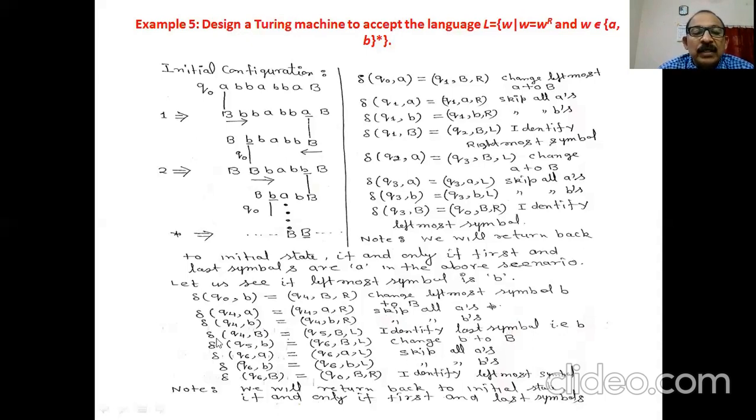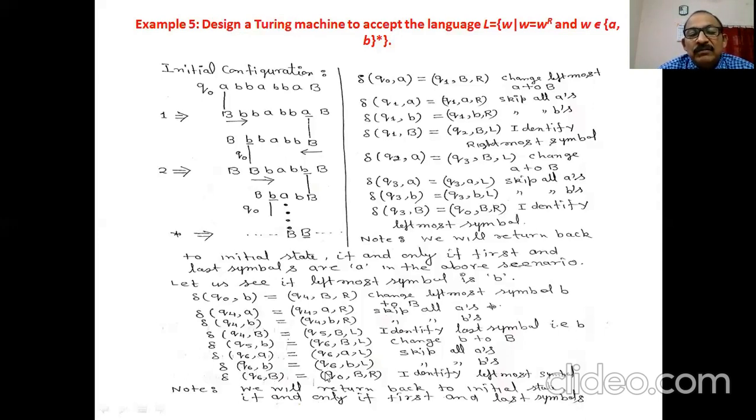Now machine in state Q5, B is encountered. We replace this B by capital B (blank), go to state Q6, and move in the left direction. Now machine in state Q6, A or B, what do we want? We want to move in the left direction, skipping all A's and B's. These three statements: machine in state Q6, input is A, remains in the same state, moves in the left direction. If input is B, remains in the same state, moves in the left direction.